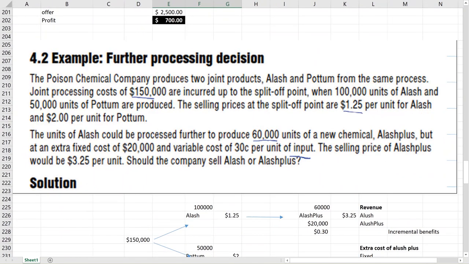Okay, next we have further processing decision. Further processing decision is a decision when you have a product and you want to decide whether you want to sell that product as it is or you want to further process it into something else and then sell that product.